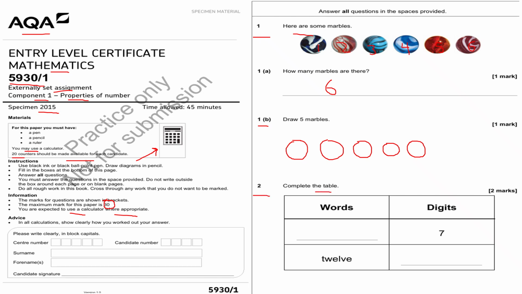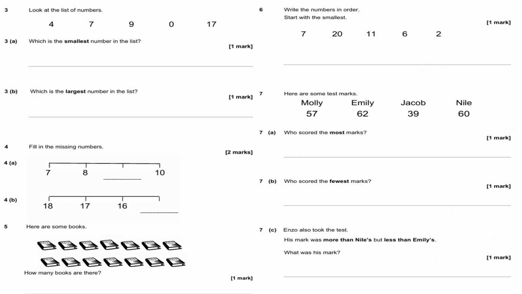Question 2, complete the table. We've got the number 7 in words. That'll be SEVEN. The number 12, I'm going to have 1 and then 2. So 1 ten and 2 units. That's the number 12.